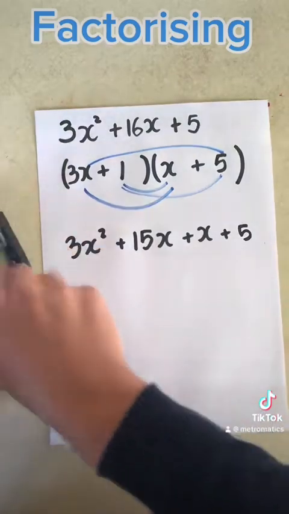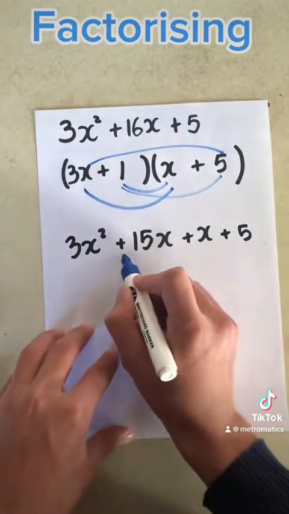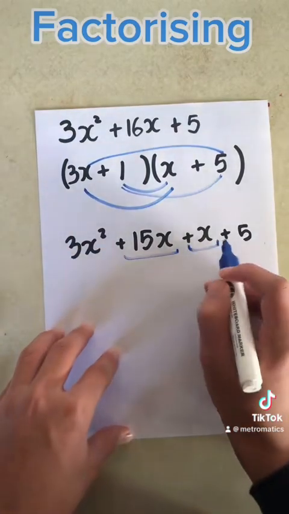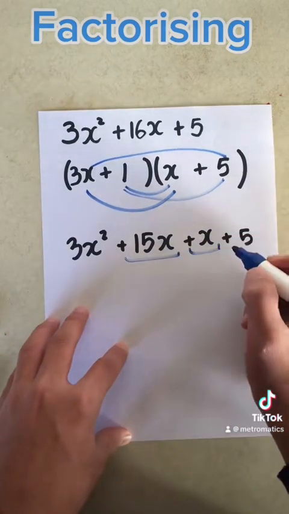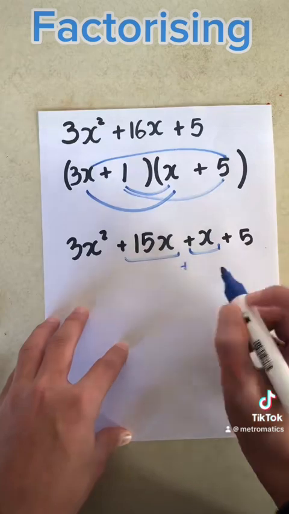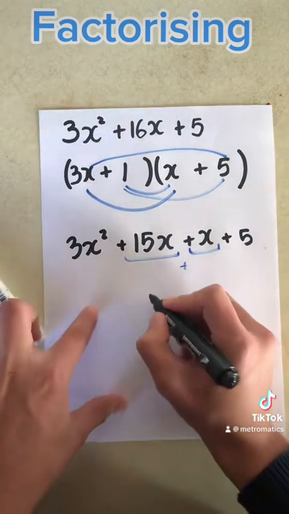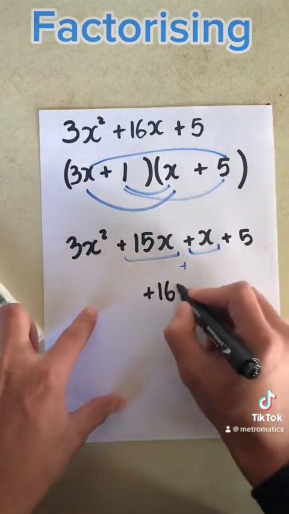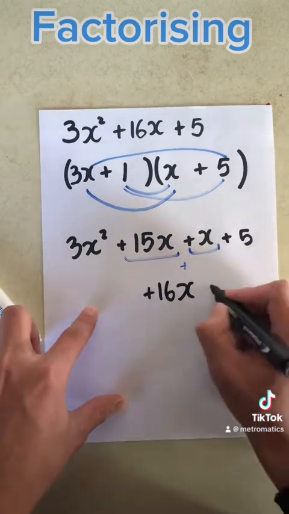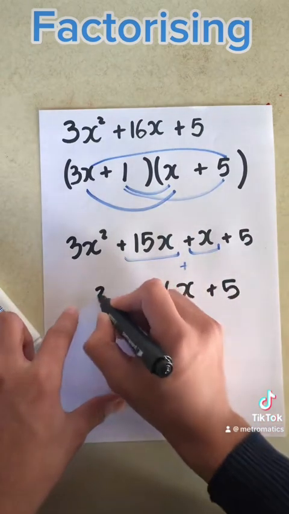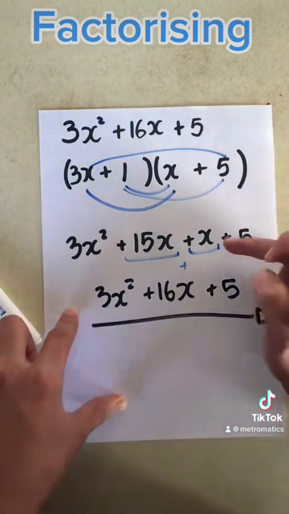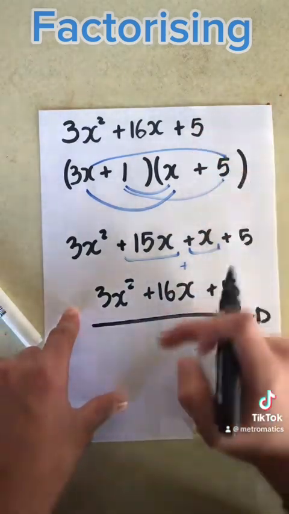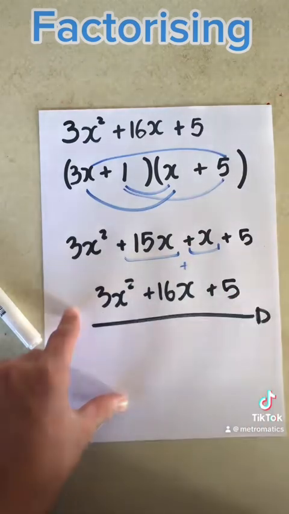Since these two terms share the same variable, which is just x, you can add these two, and that will give you 16x. I can bring that down, plus 5 and 3x squared. And you can see there that we've landed up with the same trinomial as before.